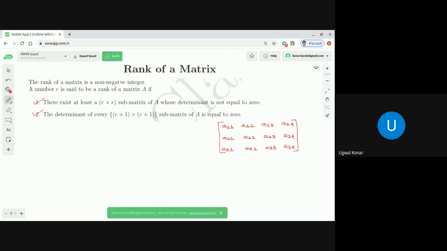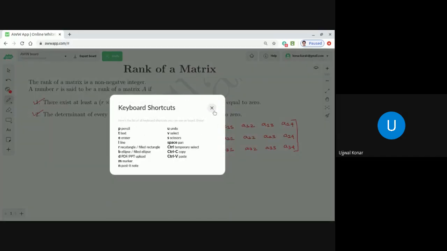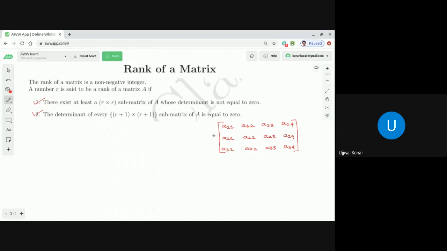Okay. That means it can have a rank 1 or 2 or 3. Maximum 3. Why, dear students? Because if we say that the rank of this matrix is 1, what does it mean? It means you can find at least one submatrix of 1 cross 1, that means it has only one row and one column, a singleton element of that matrix, which is not equal to 0.